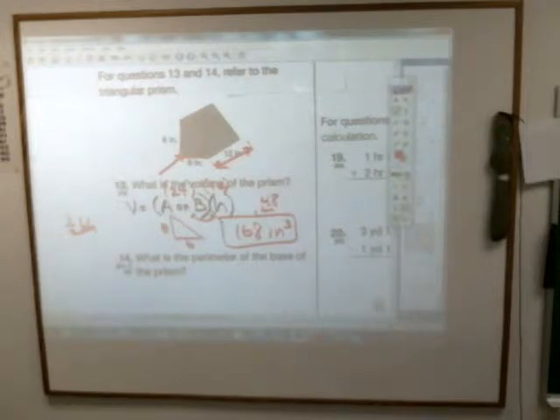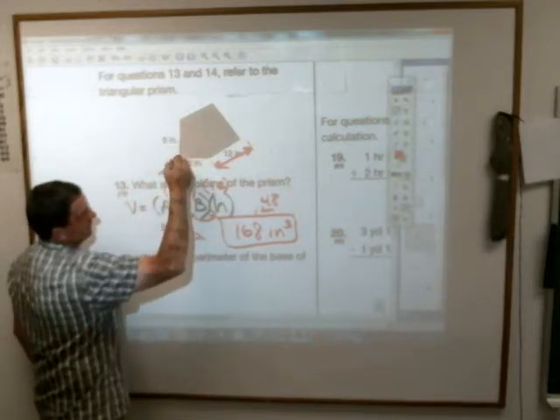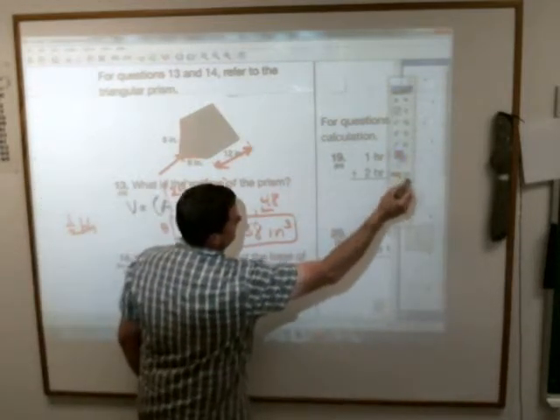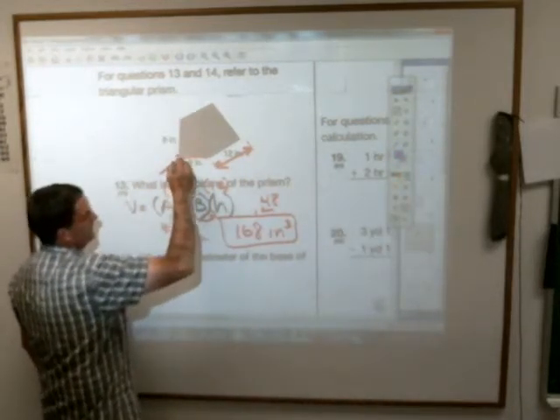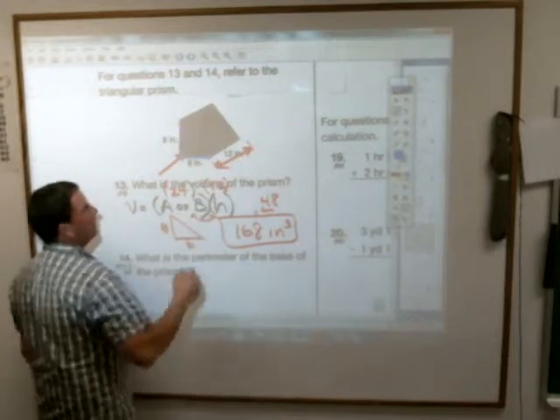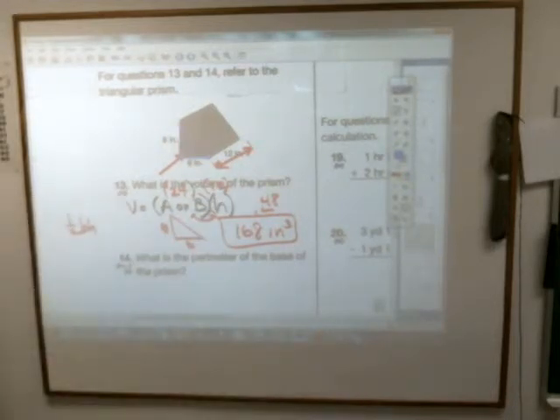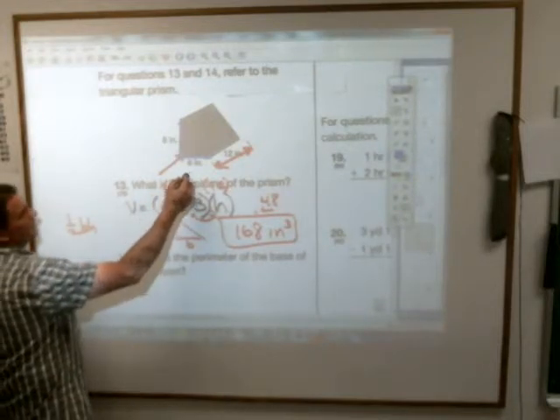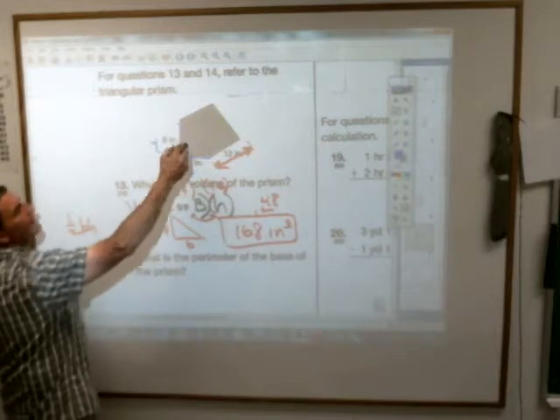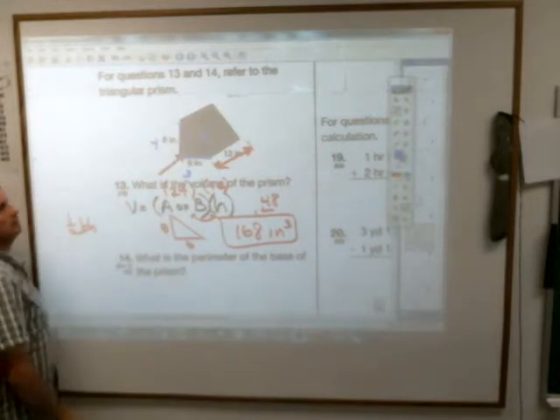And 14, the perimeter of the base. What's the perimeter of this? Here again, they don't give it to you, children. It is 8 and 6. You need to find the hypotenuse of a triangle that has 8 and 6 as its legs. I look over here. There is no 8 and 6. Oh no, what do? Reduce. Cut them in half. It's a 3, 4, 5 triangle.